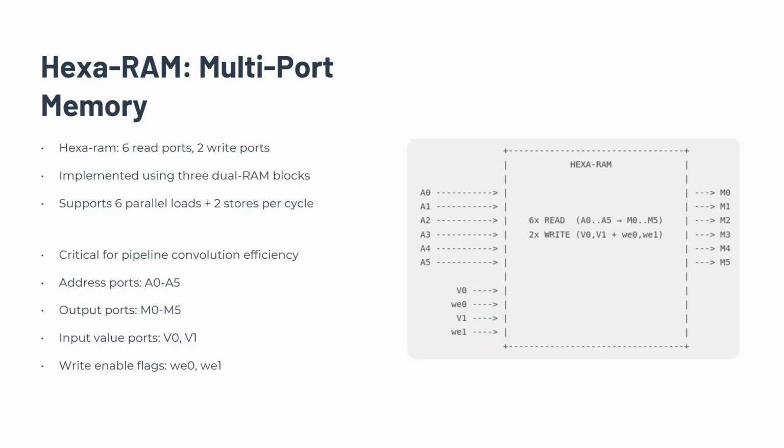To support pipeline convolution efficiently, we also need an appropriate memory system. We implement a hexaram module, which is logically a 6-port memory built from 3 BRAM blocks. This design allows us to perform 6 parallel loads and up to 2 stores in the same cycle. This is exactly what we need for fetching the 6 pixels and 6 weights that feed the pipeline convolution at each step.